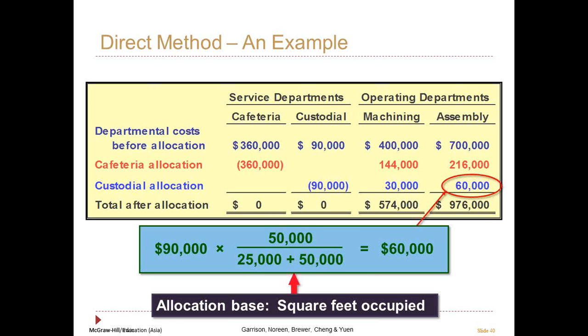Next, we multiply the allocation percentage times the service department cost. To allocate custodial costs to assembly, we multiply 66 2/3% times 90,000 and get $60,000. The sum of the costs assigned to assembly, $60,000, and machining, $30,000, is equal to the total costs assigned from the custodial department.